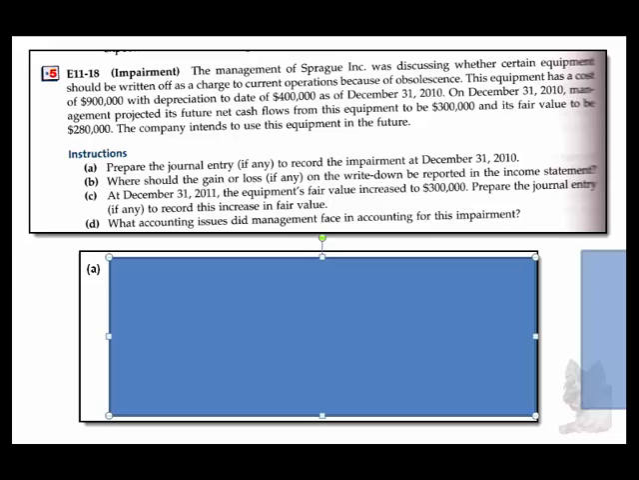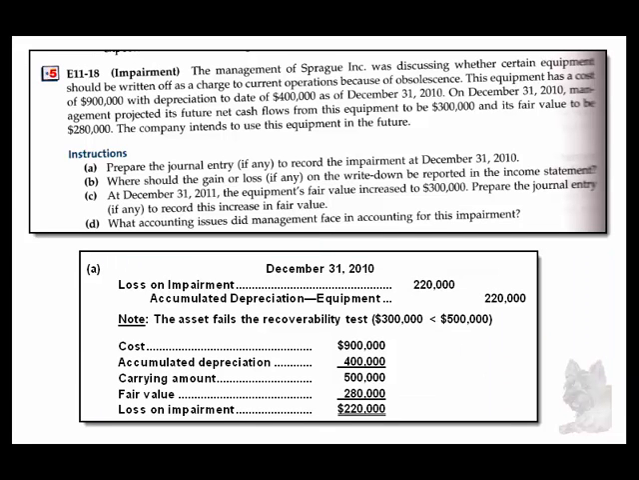I'll slide this off to the side, and we see the solution. We're going to record a $220,000 loss on impairment. We debit loss on impairment for $220,000, and we credit accumulated depreciation on the equipment. Now, we notice that the asset fails the recovery test. How did we come up with this?